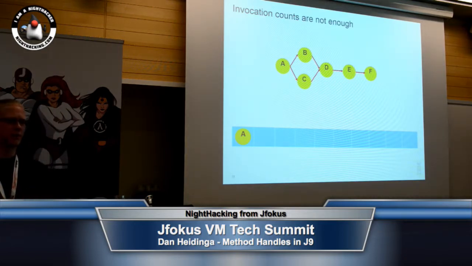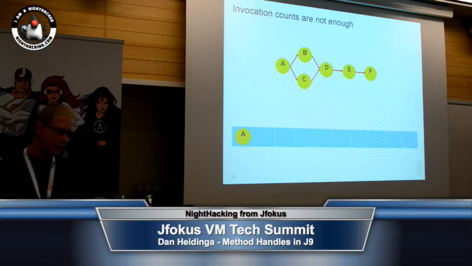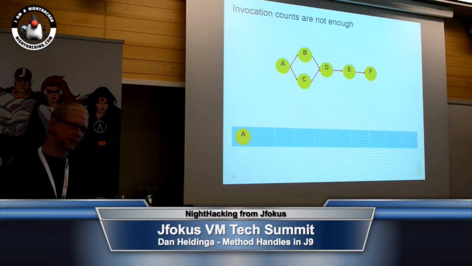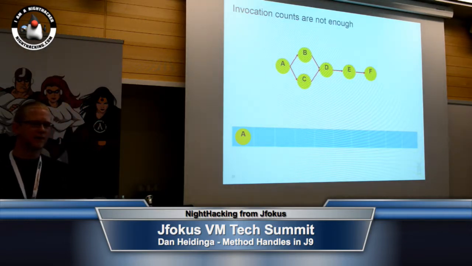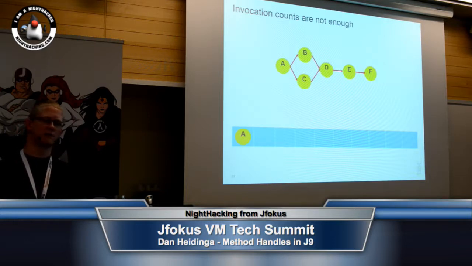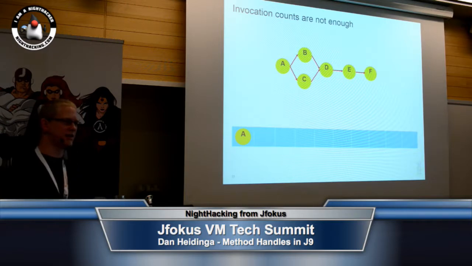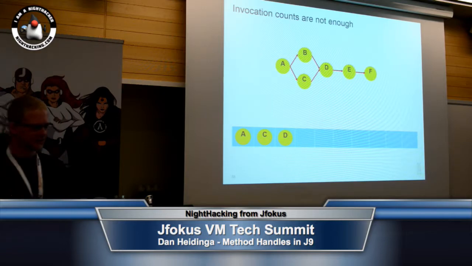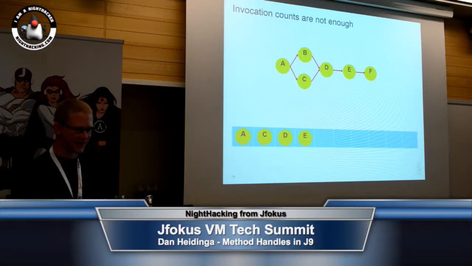And in this case, straight up invocation counts are not enough. If I naively count in my shared thunks every time I run a method handle, the method handle invocation counts are all going to increase in lockstep. So I'm going to increment the count on A, I'm going to increment the count on C, I'm going to increment the count on D, and on and on and on. So as I go along, I finally hit my threshold to request a custom thunk on A, and then I go to run C and I say, hey, great, you've hit your threshold, let's request a custom thunk. And then I do it to D, and I do it to E, and I do it to F.